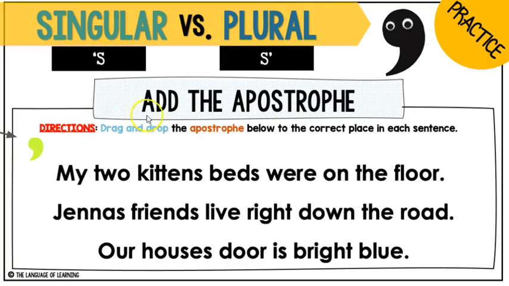All right, last one. Singular versus plural. Add the apostrophe. Drag and drop the apostrophe below to the correct place in each sentence. My two kittens, this is more than one, so we're going to put it after the S. Beds were on the floor. Jenna's friends live right down the road. Just one Jenna, so it's before the S. And then our house's door is bright blue. Just talking about one, so it's going to go before the S.